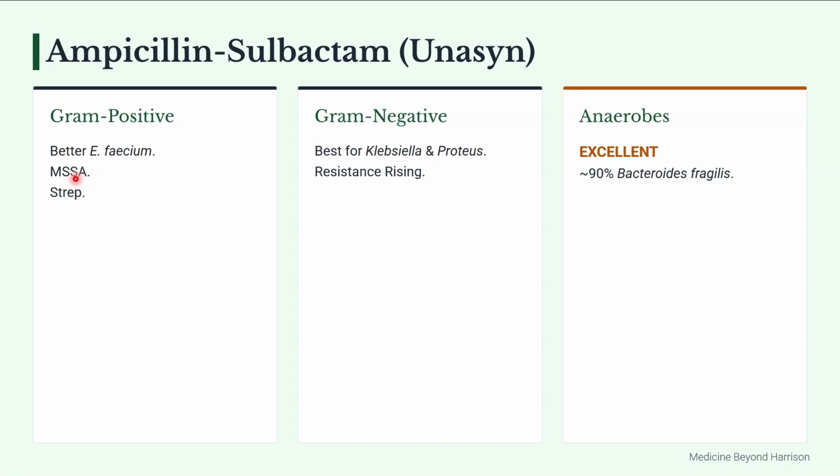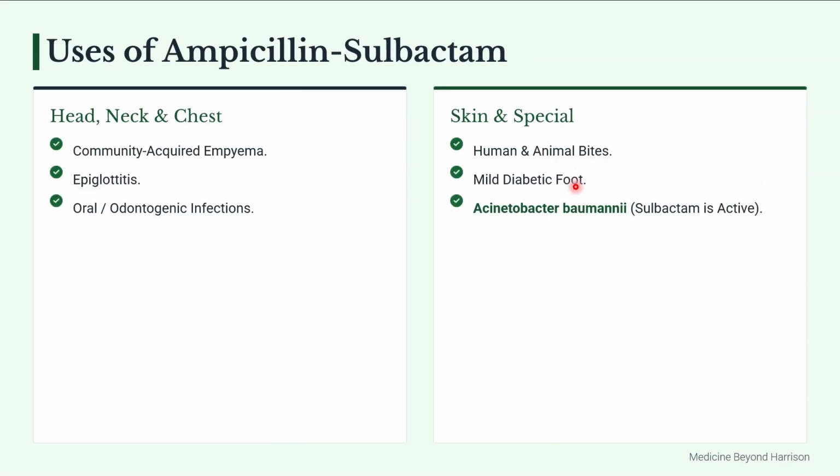Now, with the addition of sulbactam, it can cover MSSA and Streptococcus also. It's best for Klebsiella and Proteus, but the resistance is rising, so it's gone out of favor. It also has high anaerobic cover such as Bacteroides fragilis in the combination of ampicillin and sulbactam. Usage of ampicillin-sulbactam is community acquired empyema, epiglottitis, oral and odontogenic infections, human and animal bites, mild diabetic foot infections, and Acinetobacter. In case of Acinetobacter baumannii, sulbactam is the active component and not the ampicillin component.